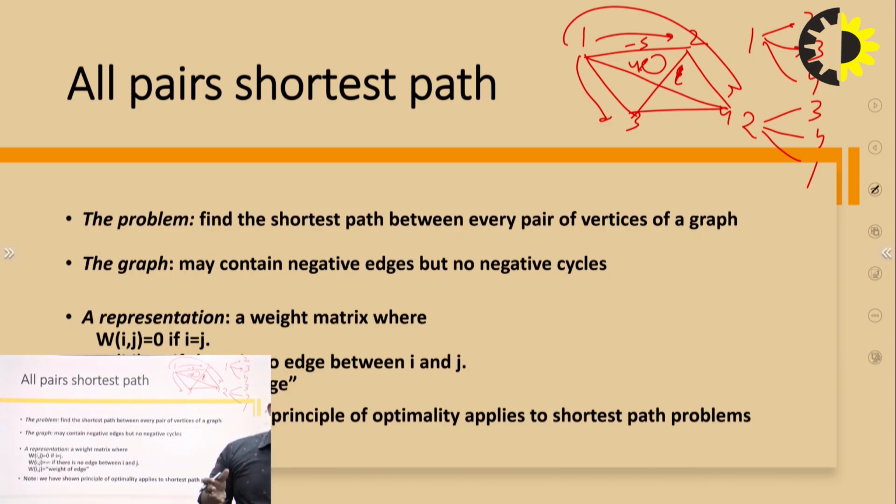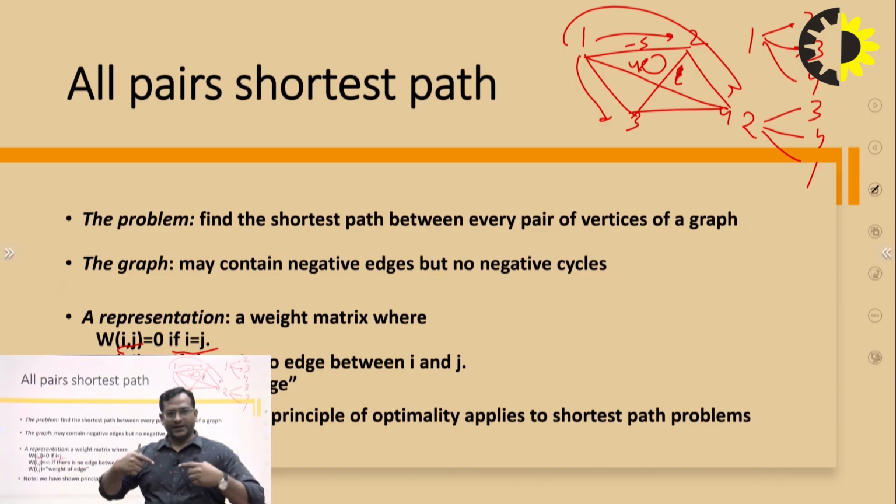Floyd-Warshall algorithm. For the representation of the weighted matrix, as I told you earlier, I am using the adjacency matrix to solve this problem. W basically represents the weight, and i, j is the row and column number. W is equal to 0 if i is equal to j. What does that mean?